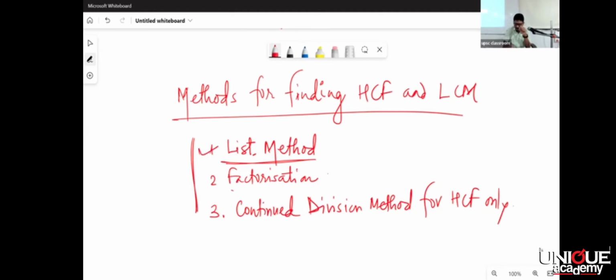Second thing, factorization. The factorization method is the only method to find both HCF and LCM in the exam hall. Again, there are two styles of factorization: taking separate factors as well as taking common factors. These are the two styles of factorization. And the continuous division method, as I said, is applicable for HCF only.